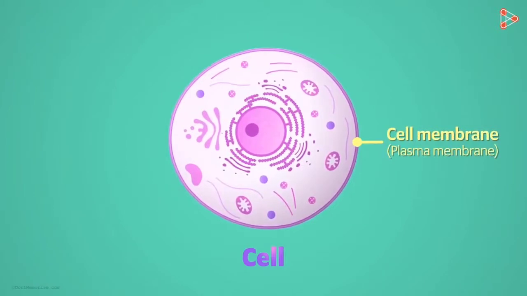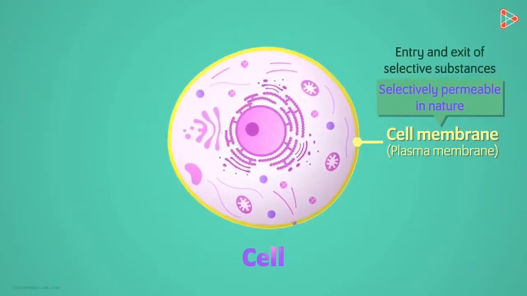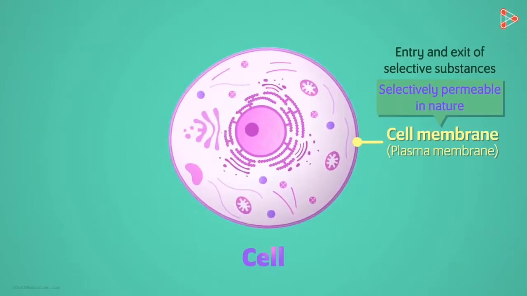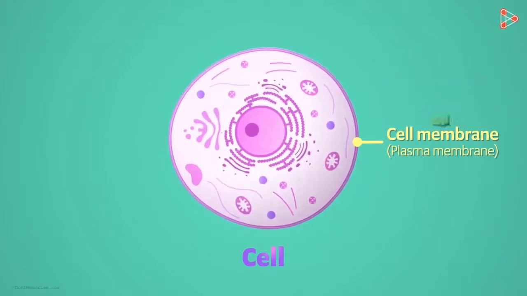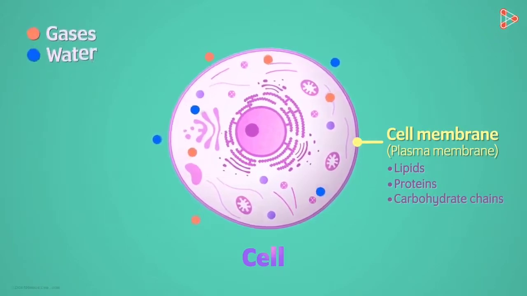In our previous video, we learned that the cell membrane is selectively permeable in nature. That is, it only allows specific materials to enter and leave the cell. Any guesses what the plasma membrane is made up of? The plasma membrane is made up of lipids and proteins and also has some carbohydrate chains. There are two things that freely move in and out of the cell. Those include gases and water.